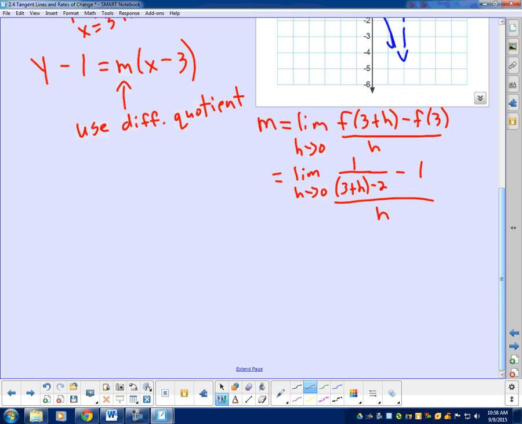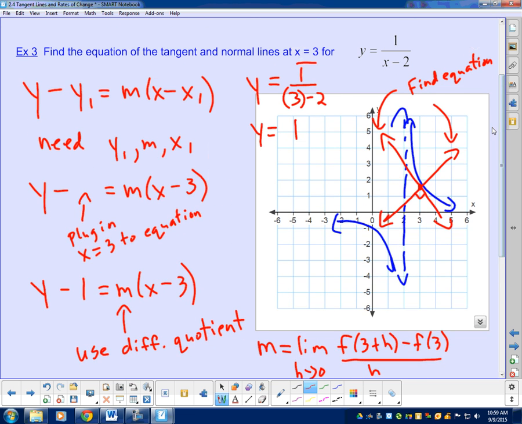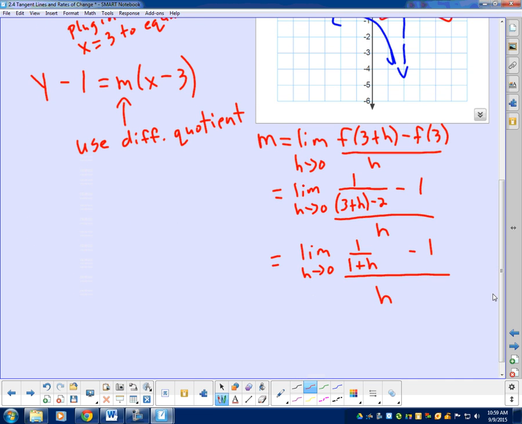All right. So here we go. Limit as h approaches 0. This is 3 minus 2 is 1, so this is 1 over 1 plus h minus 1 all over h. I left space here for a reason. This is a complex fraction, right? I'm plugging 3 plus h in for x in this function. And then I'm also plugging 3 into this function to get the second part of it. When I simplify the bottom, I get 1 plus h.